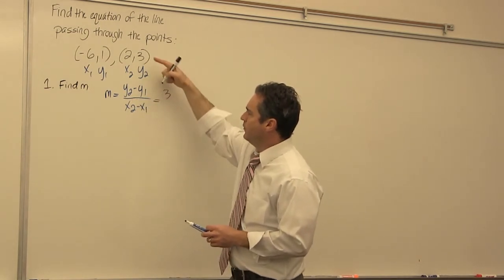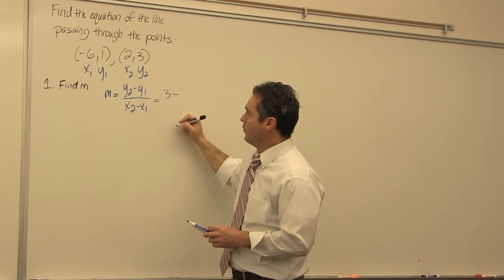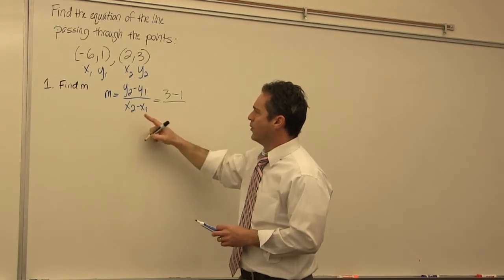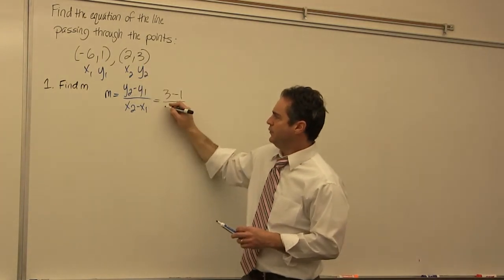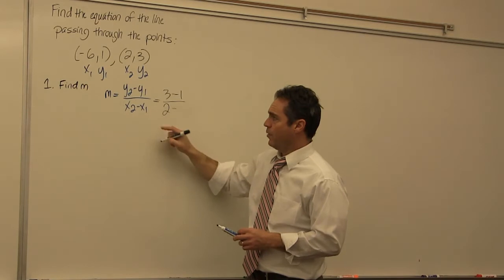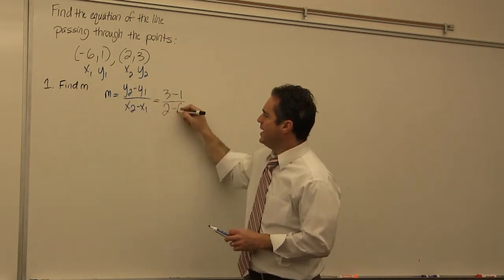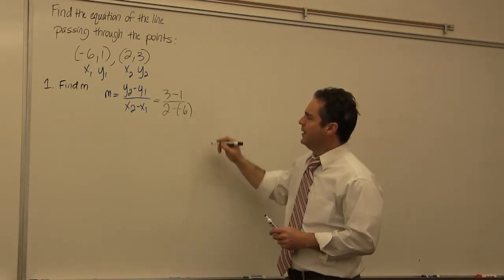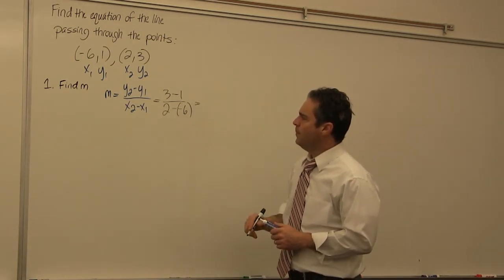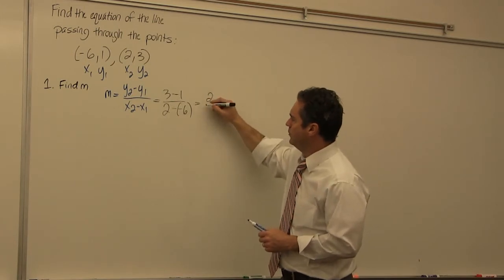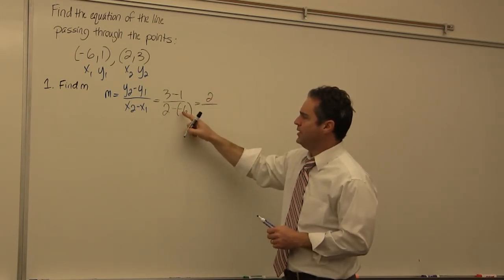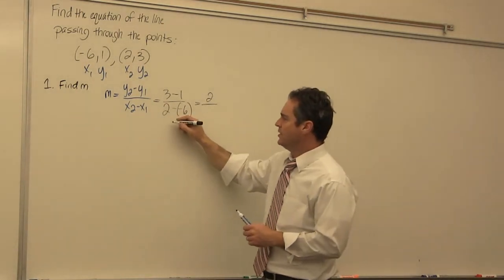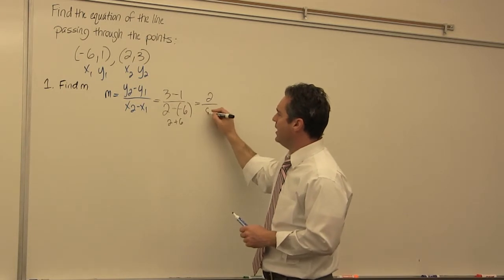So, what's y2? That's right, it is 3. Minus, part of the formula, what is y1? Very good, it is 1. Over, what is x2? It is 2. Minus, part of the formula, what is x1? -6. Okay. Very good. Now, 3 minus 1 is 2. Over 2 minus a -6. Minus a negative becomes a plus. Excellent. So this is, in essence, 2 plus 6, which is 8.